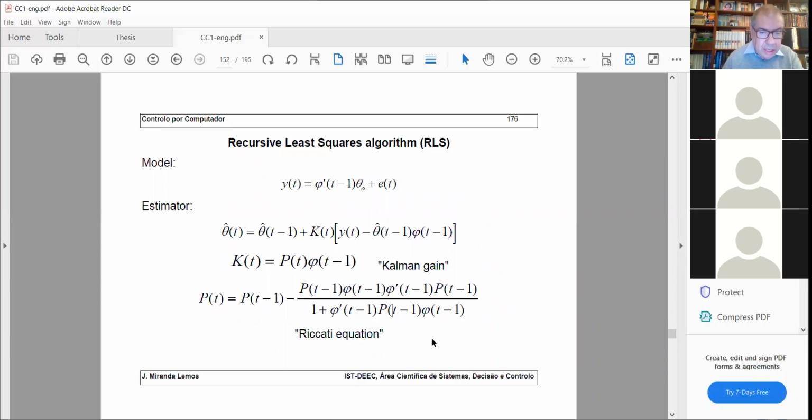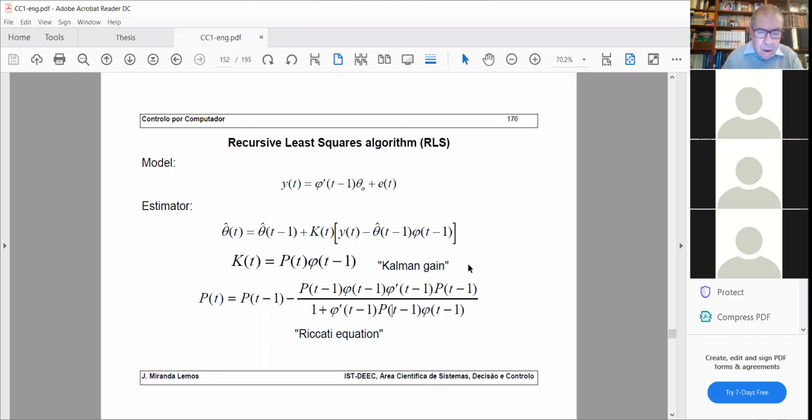Okay, so actually the order, if you program this algorithm, you start by the expression for P, this last one, then you compute K from P, and then you compute the update of the estimate using this equation here. Okay, this first equation is here just to remind you what is the model for which we are estimating parameters. It does not enter the algorithm. You don't know theta naught.